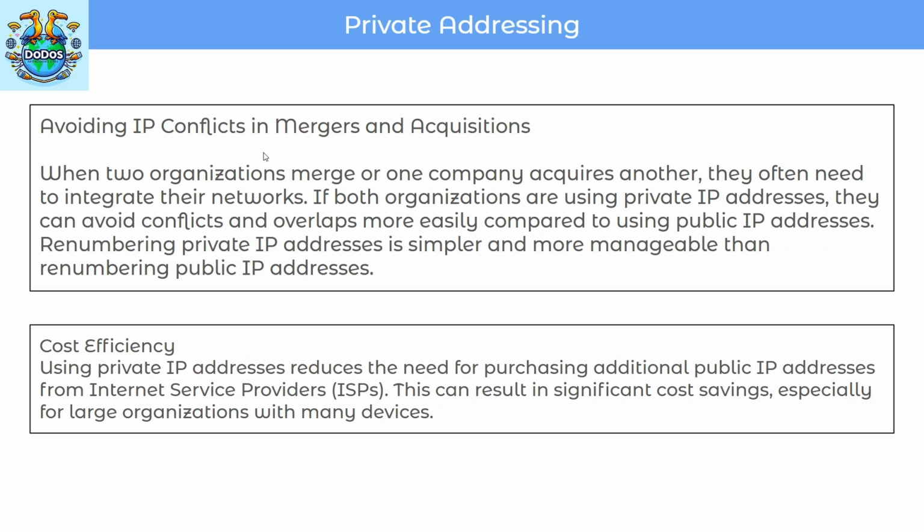So, avoiding IP conflicts in mergers and acquisitions. When two organizations merge or one company acquires another, they often need to integrate their networks. If both organizations are using private IP addresses, they can avoid these overlaps more easily compared to using public IP addresses, because renumbering private IP addresses is simpler and more manageable compared to renumbering public IP addresses.